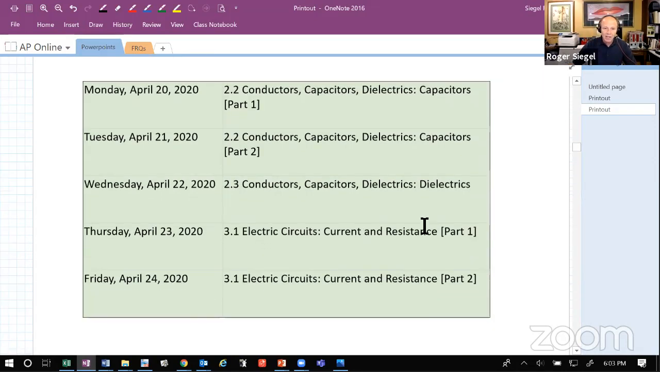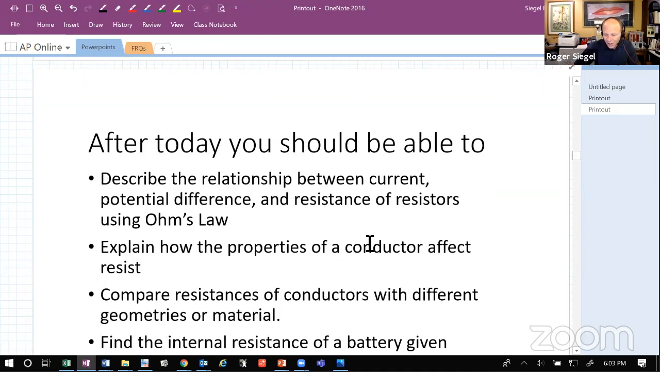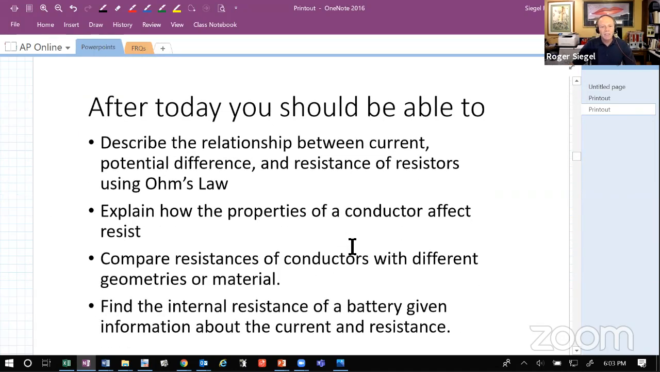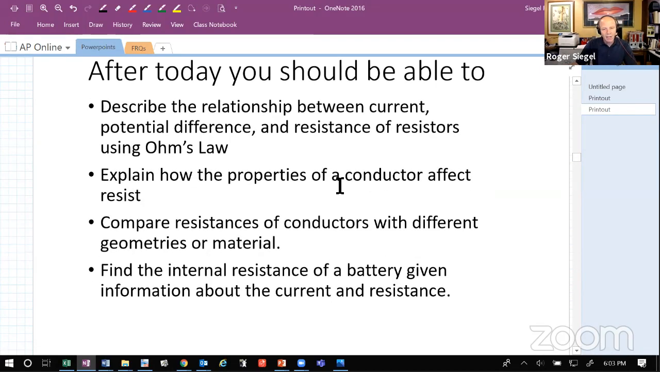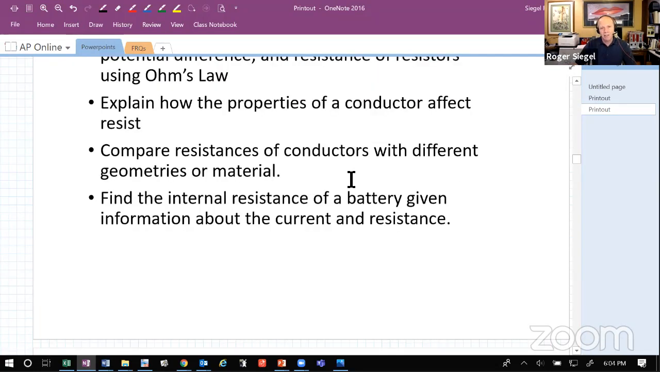Here we are. This is what we've been doing. This is our third week of review, one before the last, and we are finishing up with conductors and capacitors. And now we're doing circuits, current and resistance, Ohm's law. Today we're going to look at Ohm's law again, and talk again about resistivity. We are going to look at different geometries of material and see how that affects the resistance of the different resistors. And we're going to do some problems that have to do with internal resistance.